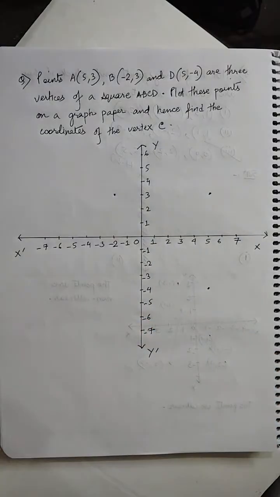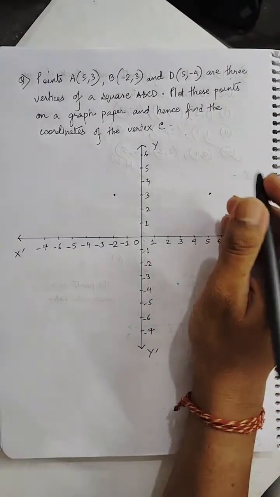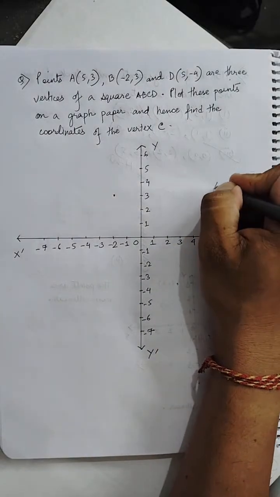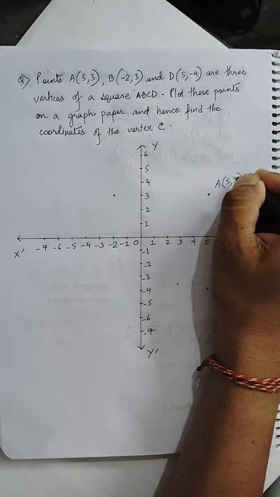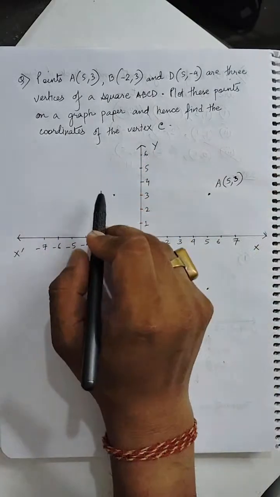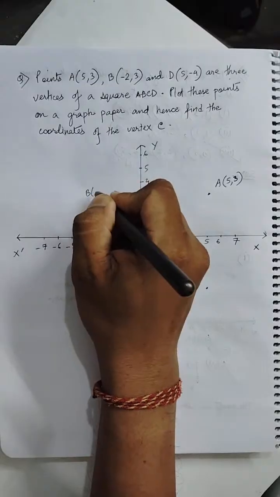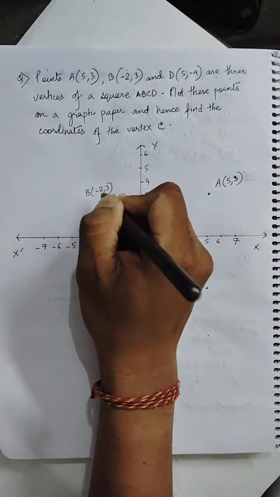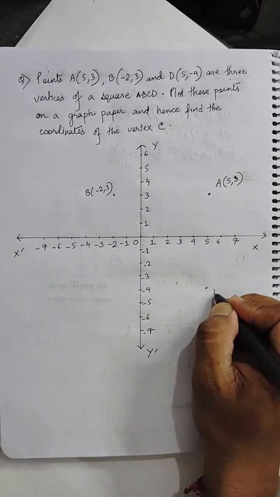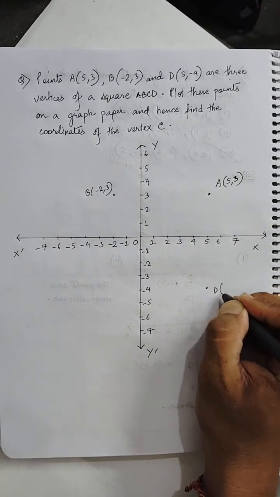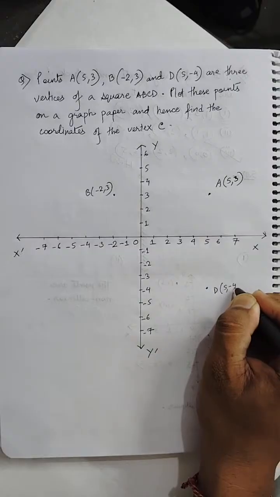So we have 3 points. Let us mark the points. So this was our point A. This is A, 5, 3. This is B, -2 and 3. We don't know what C is as of now. This is D, 5 and -4.